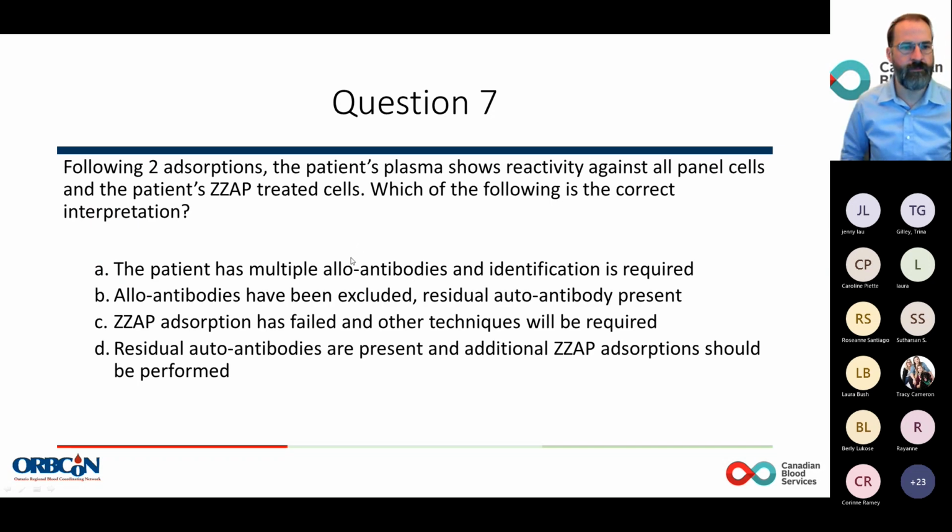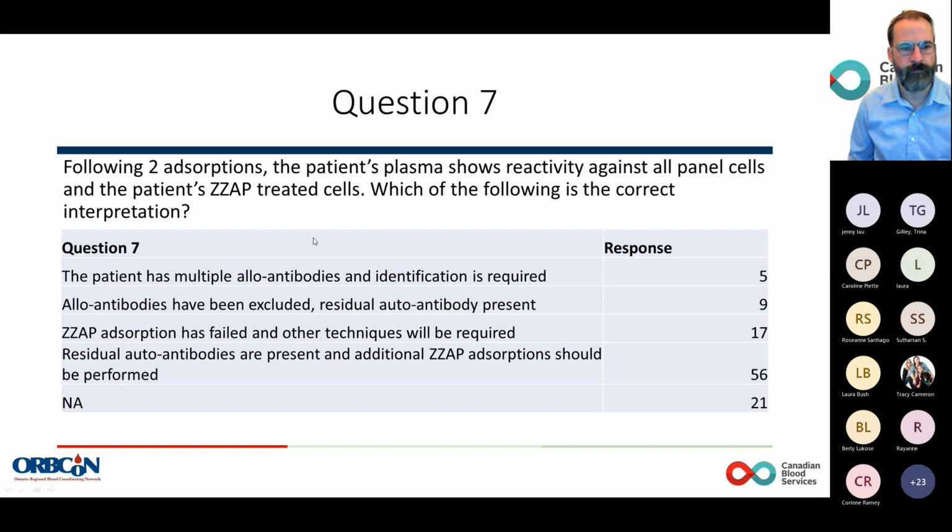All right, question 7. So we have 2 adsorptions completed. The patient's plasma is showing reactivity against all the panel cells and the patient's ZAP-treated cells, despite those 2 adsorptions. So which of the following is the correct interpretation of those findings? A, the patient's got multiple alloantibodies and identification is required. So not just the autoantibody, but now we've got multiple allos. B, alloantibodies are excluded, and we just have residual auto. C, the ZAP absorption failed, and we'll have to look to do something else. Or D, there's some residual auto, and we need to continue with additional ZAP absorptions.